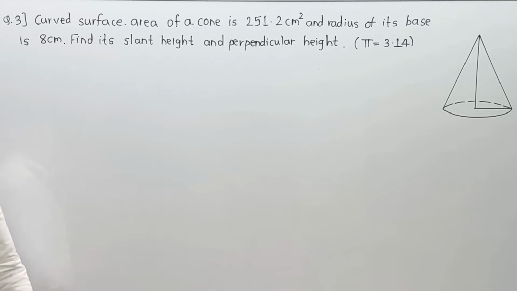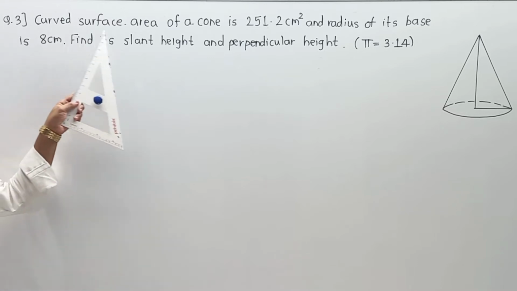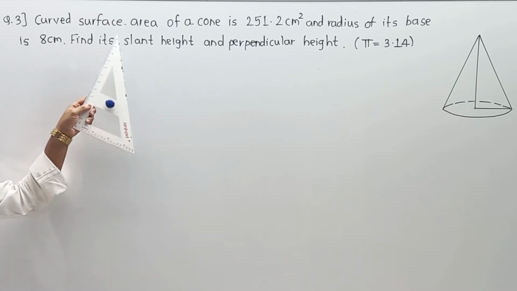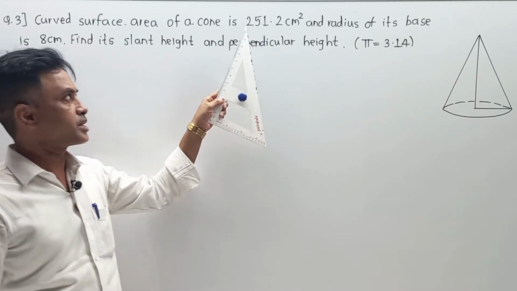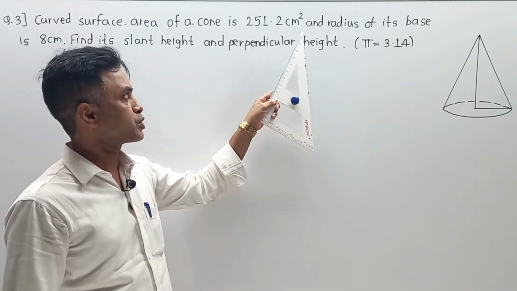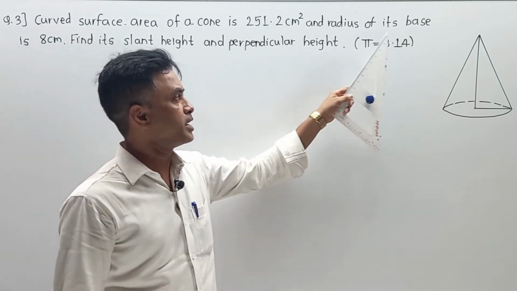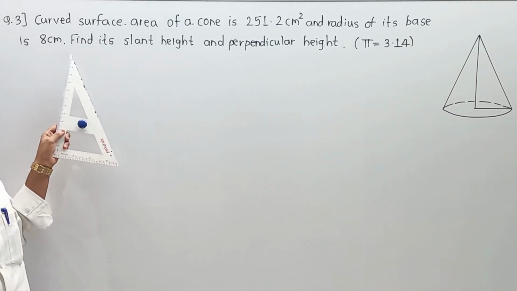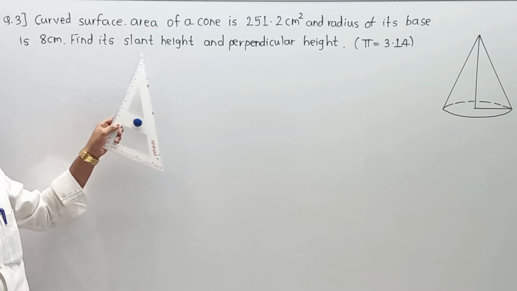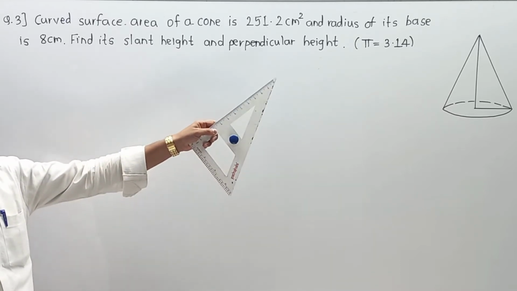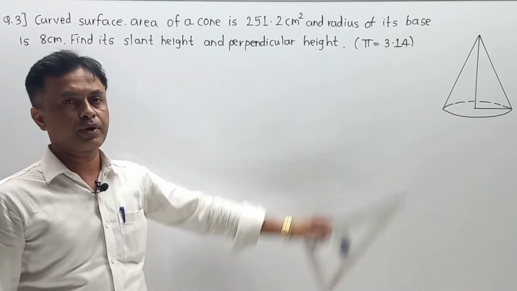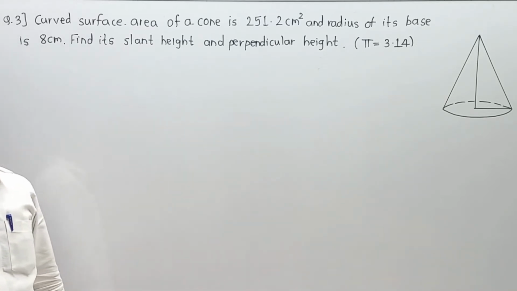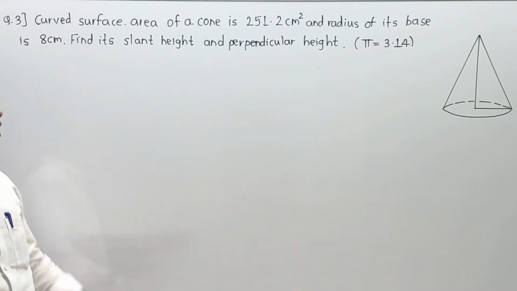Now we are going to start question number 3 of practice sheet 9.2, and the part is curved surface area of a cone. Curved surface area of a cone is 251.2 square centimeter and the radius of its base is 8 centimeter. Then find its slant height and perpendicular height. Pi is 3.14. Now try to understand this numerical in terms of logical value.